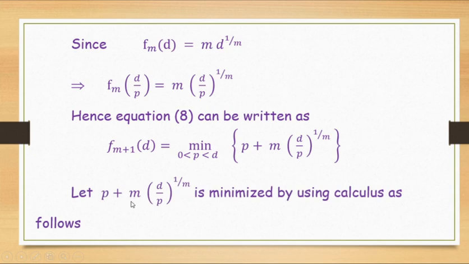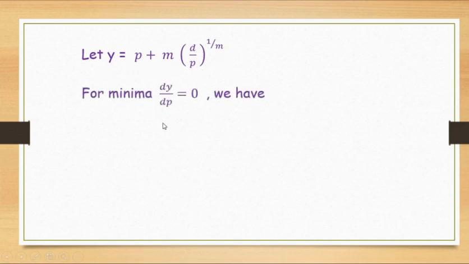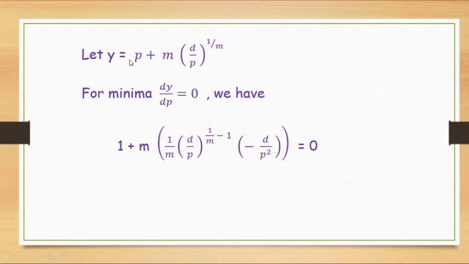Let us minimize p plus m times d by p raised to 1 upon m by using calculus as follows. Let y is equal to p plus m times d by p raised to 1 upon m. For minima, dy by dp is equal to 0, so we have to find its derivative. Derivative of p with respect to p is 1, this m as it is. Now we have to find the derivative of d by p raised to 1 upon m. For that, 1 upon m into d by p raised to 1 upon m minus 1, into the derivative of d by p, which is nothing but minus d upon p square, equal to 0.